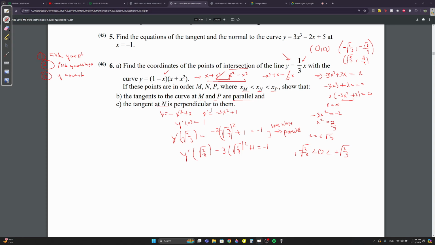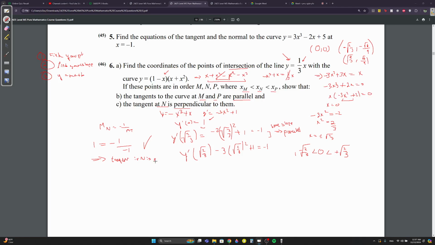The tangent at n is perpendicular to them. We found that the tangent at n, its slope is 1. If something is perpendicular, we call it normal. The m of the normal is equal to minus 1 over m of the tangent. The tangent that we found now is minus 1. The normal slope we have is 1. And you should show that 1 is equal to minus 1 over minus 1. It's correct.